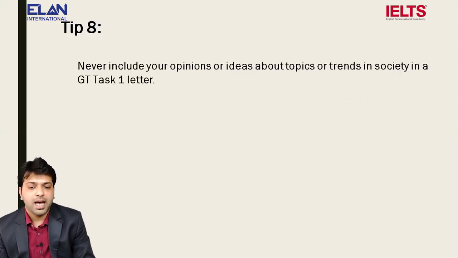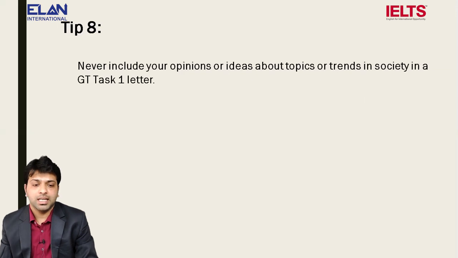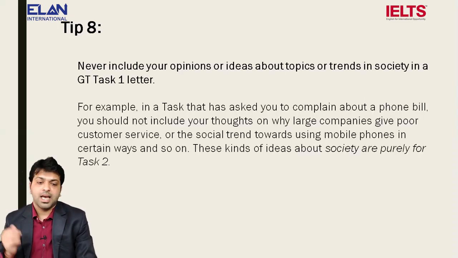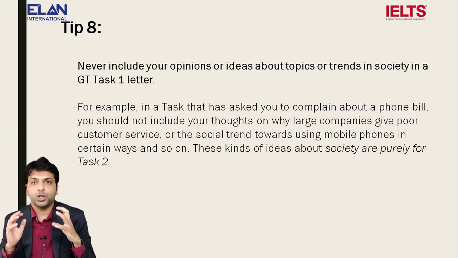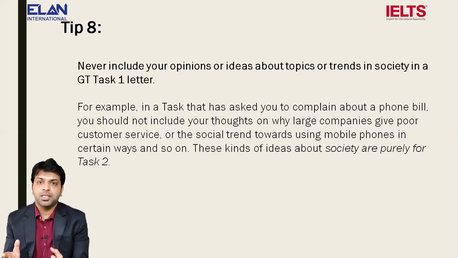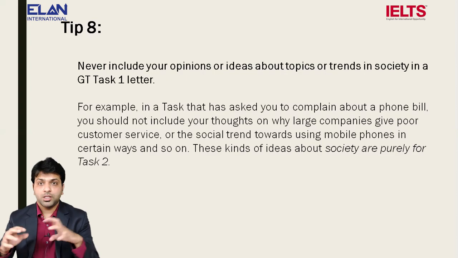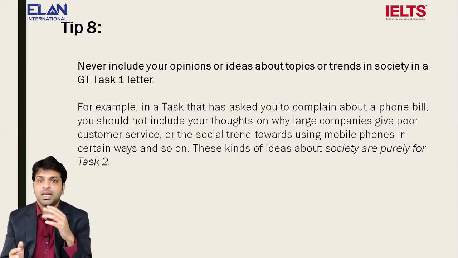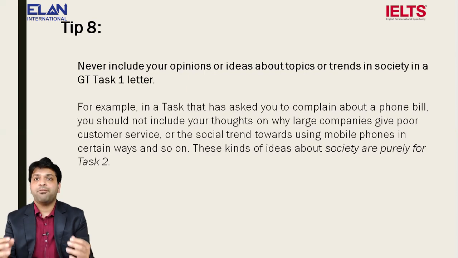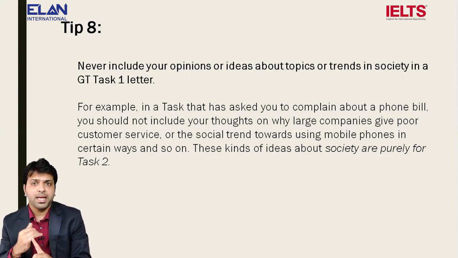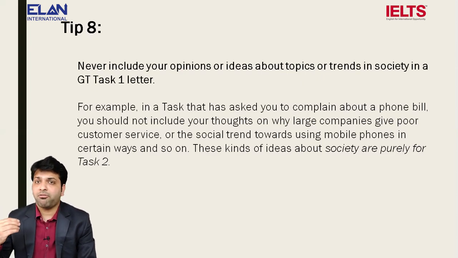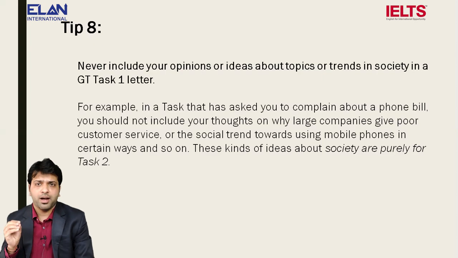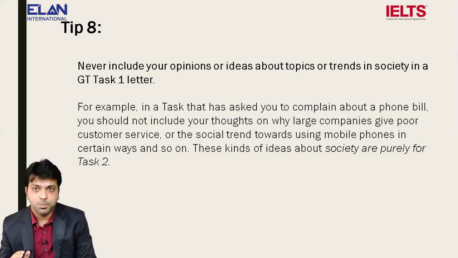Tip number 8. Never include your opinions or ideas about topics or trends in society in a General Training task 1 letter. For example, in a task that has asked you to complain about a phone bill, you should not include your thoughts on why large companies give poor customer service or the social trend towards using mobile phones in a certain way and so on. There will be 3 bullet points asked. You will either be complaining, suggesting, requesting, or apologizing. That's it. You don't have to do anything else. Don't give any personalized philosophical thought process that you have around a particular topic. You will lose marks in task response.